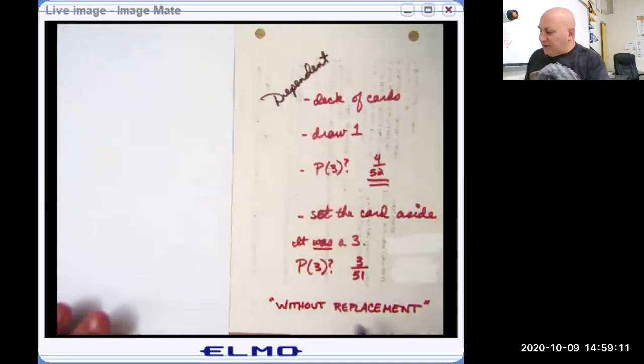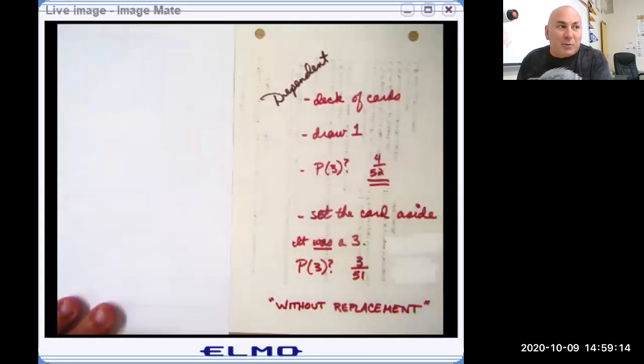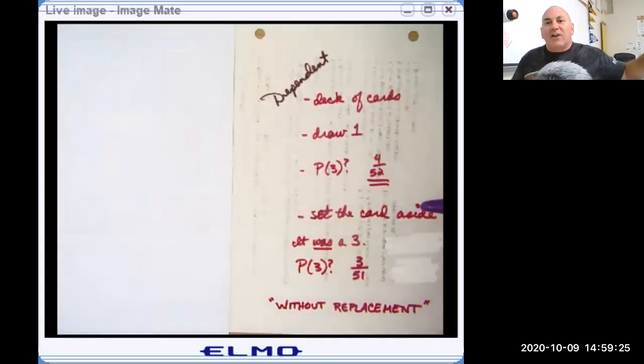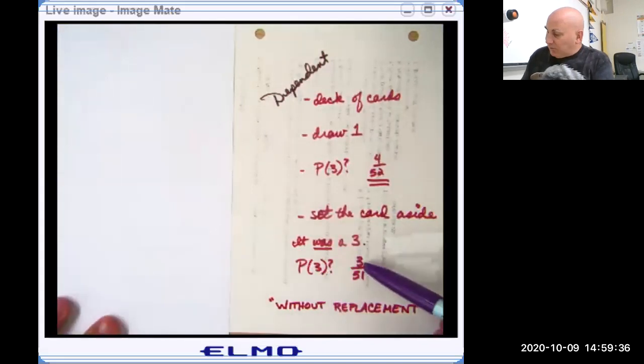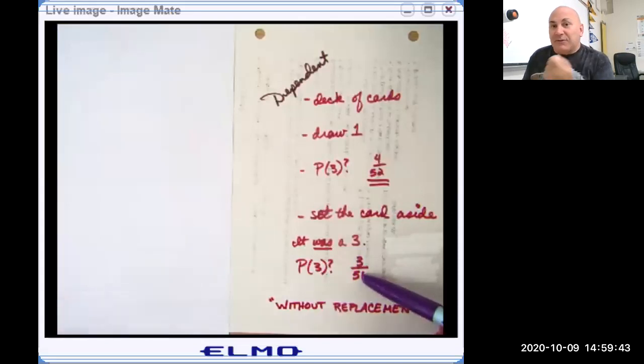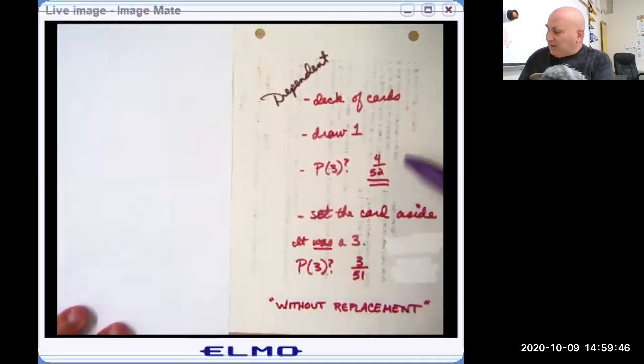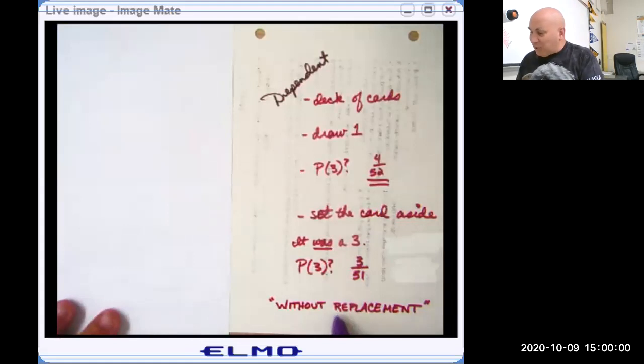But if you do it without replacement, these are dependent. This is where the probabilities change. So we're going to draw 1. The probability of getting a 3 is 4 out of 52. Let's set that card aside. We're not going to replace it this time. Now, if it was a 3, what's the probability that we'll get a 3 now if we drew? Well, there are only 3 3s left out of 51 total cards that are remaining because we put the 52nd card aside. So in this case, drawing a 3 the first time did affect the probability of drawing a 3 the second time. So that is a dependent event. That's without replacement.